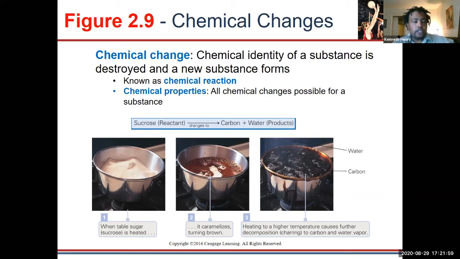So with a physical reaction, you're going to be able to get what you lost or collect what you lost in some way or another. Whereas in a chemical reaction, you're going to get two totally different components. In this case, you're going to get ash and water, right? Or coal and water. So carbon is just a form of coal.